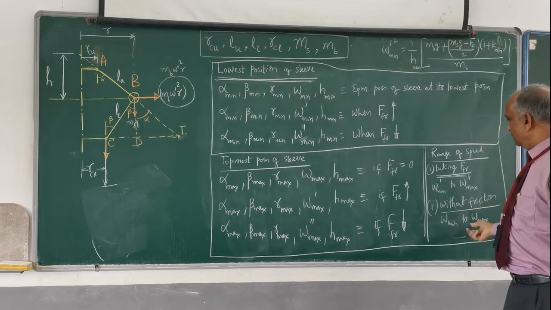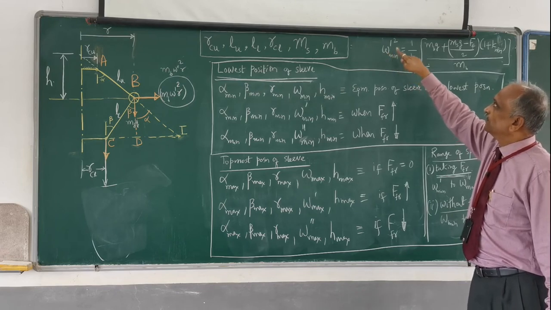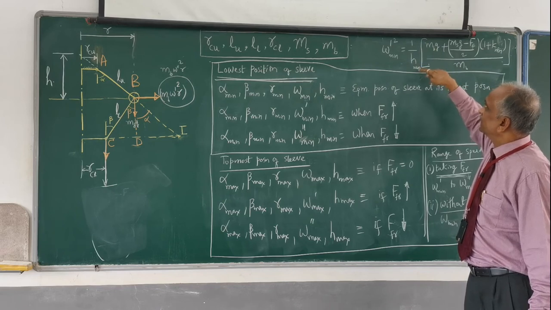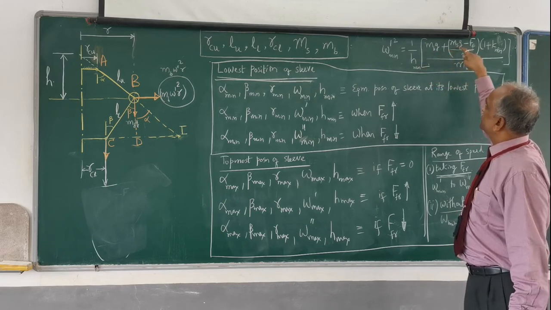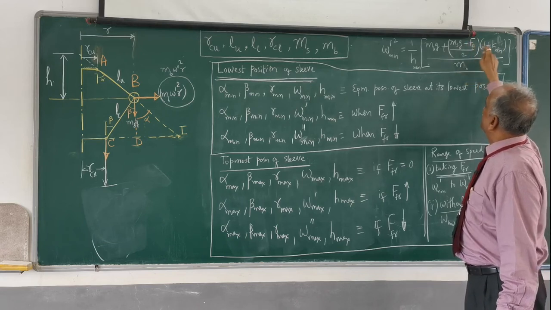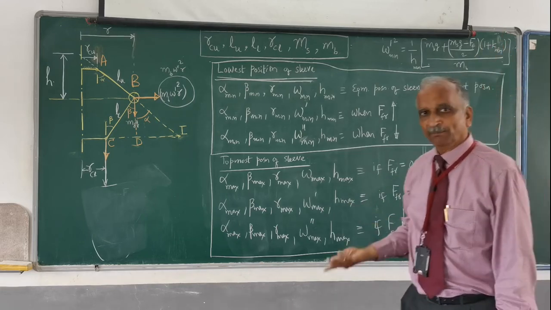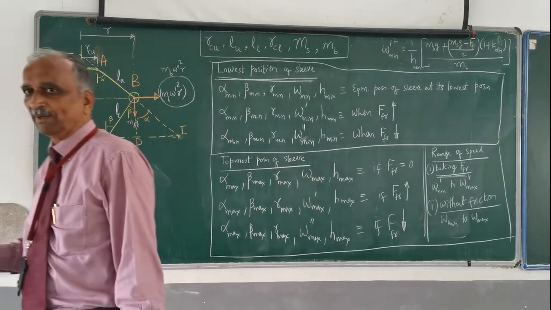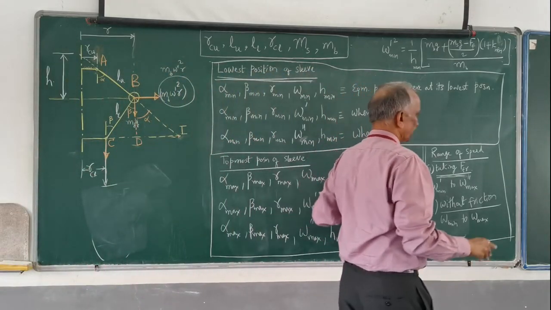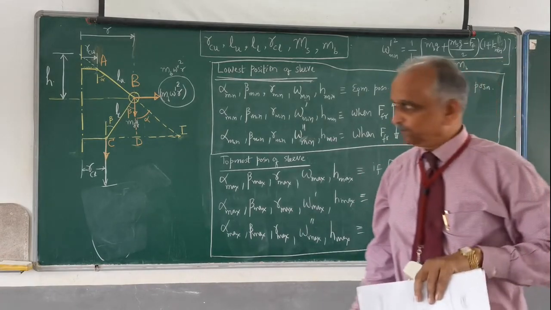Okay, so similarly, what is omega maximum double dash? Omega maximum double dash square is equal to 1 upon h maximum, mb into g plus ms into g plus ff, the friction force, divided by 2 into 1 plus k maximum. What is k maximum? Tan beta maximum divided by tan alpha maximum. Okay, so that is how you can find out omega minimum dash and omega maximum double dash. That is how you can find out the range of speed.